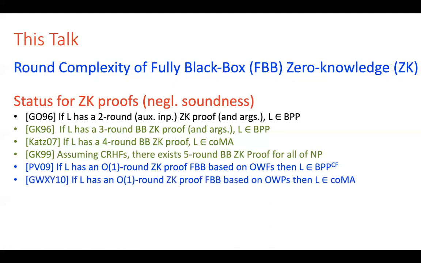Another closer result here was proved by Gordon et al., where they showed that if a language has a constant round zero knowledge proof based on one-way permutations, then the language is in coMA. Just a little bit of color coding here: green means black box and blue refers to fully black box. In essence, the status for zero knowledge proofs is essentially resolved, at least round complexity wise. Four is not possible. Five is possible based on collision resistant hash functions, but not based on one-way functions or permutations.